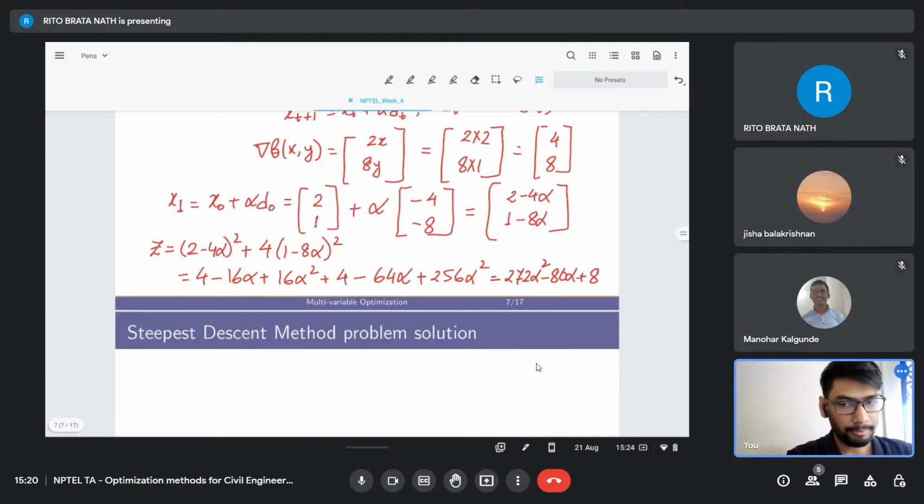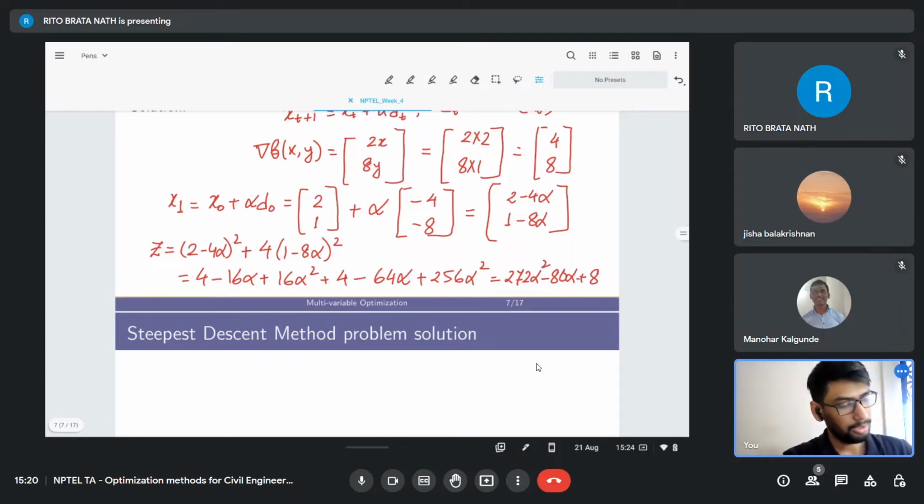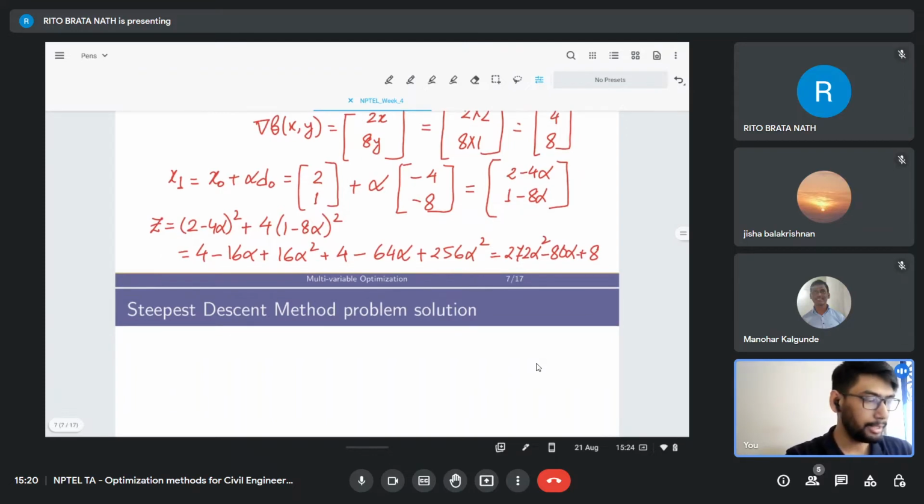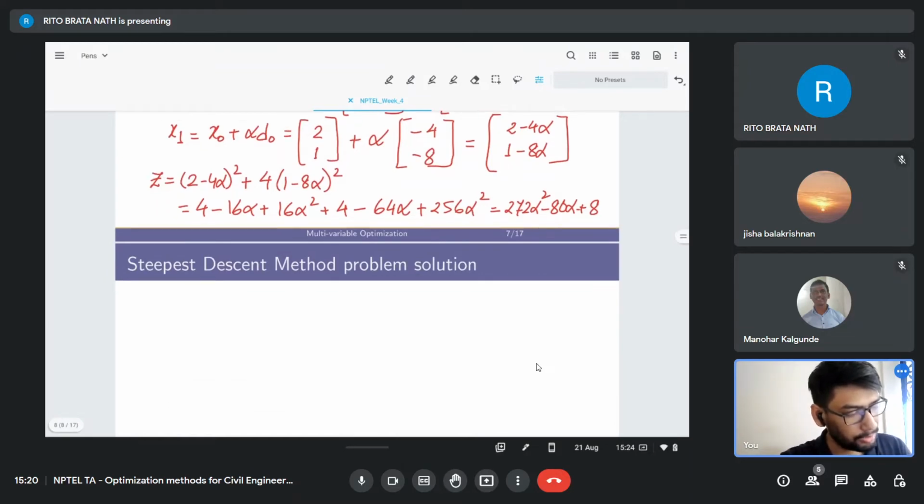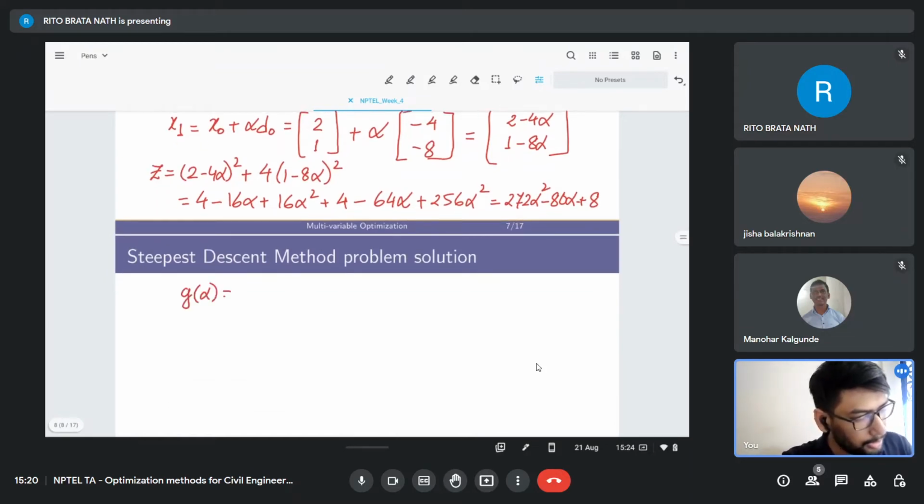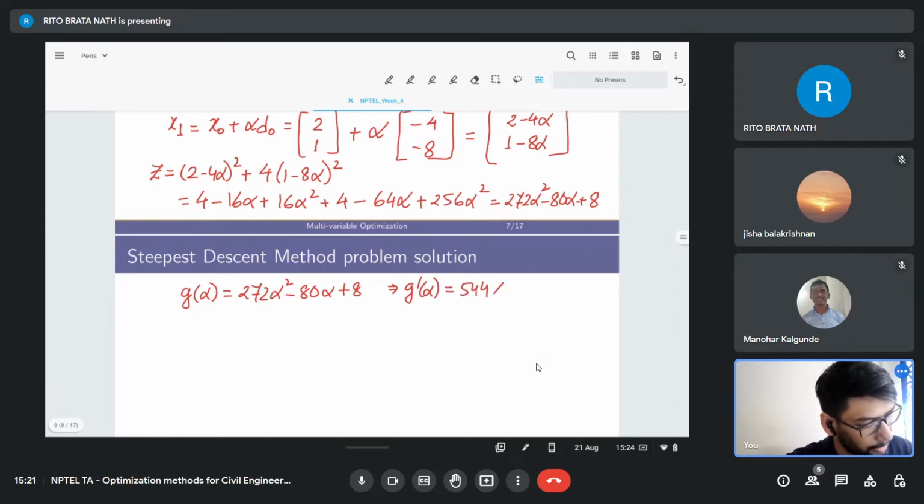Now this function is purely in terms of alpha, and you can minimize it. So let's try to do that. I'll write it on the next page. Your g of alpha is 272 alpha squared minus 80 alpha plus 8. Your g prime of alpha is 272 times 2, so that's 544 alpha minus 80, and you have to set this to 0. So ultimately you get 80 by 544.